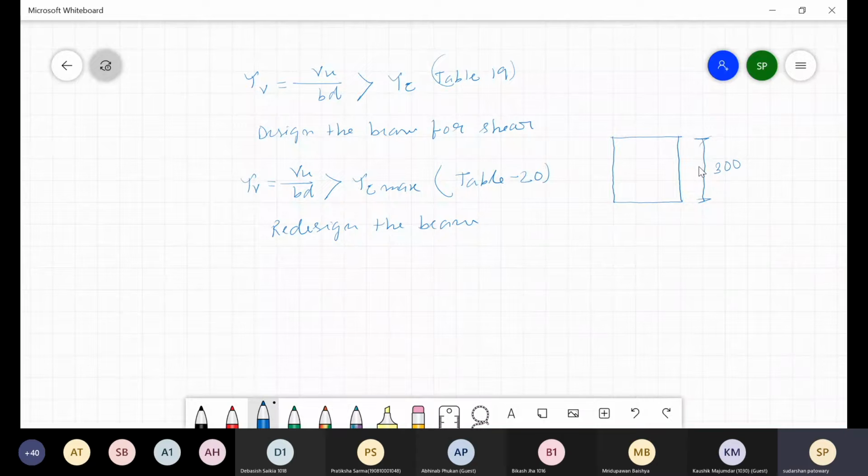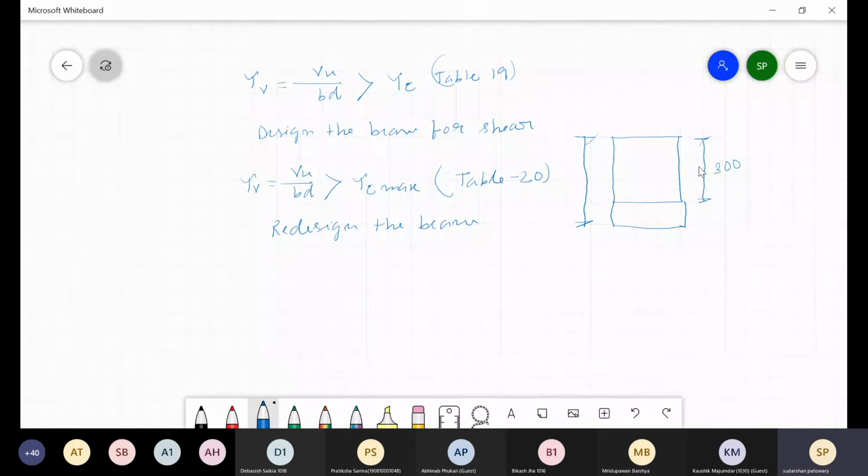Now, as tau v is greater than tau c max, you have to increase the depth. Suppose now I increase the depth up to 400. That means this much depth, 300 mm, cannot resist this shear. So if you increase the depth, what happens? Your tau v value will decrease. When tau v is decreased, it will be less than tau c max.